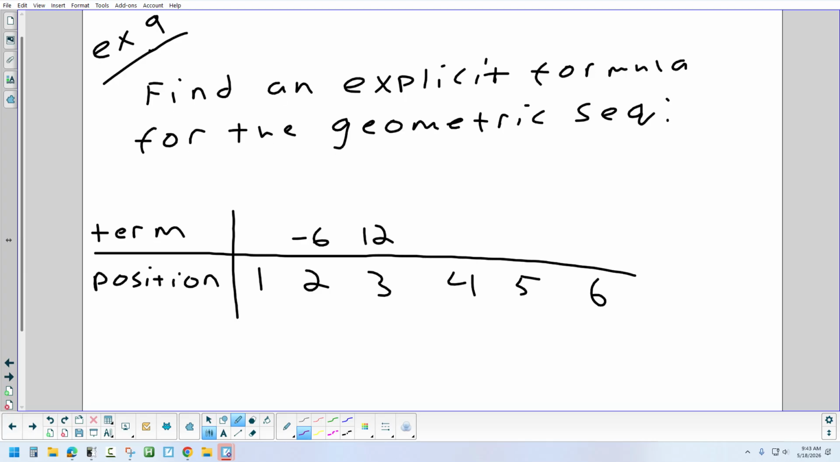Okay, let's try this one. So it says find an explicit formula for the geometric sequence. Now, if it didn't say geometric, you wouldn't be able to come up with an answer here, because that formula could be arithmetic or geometric. When you only give me two terms, I don't have enough information to really figure out what's going on. But the word geometric tells me how I get from one term to the next. Okay. So what's our common ratio in this one?